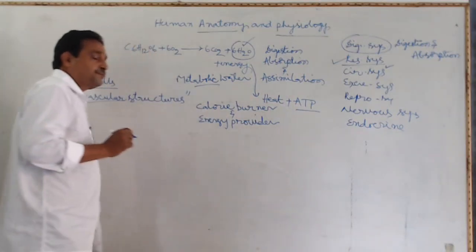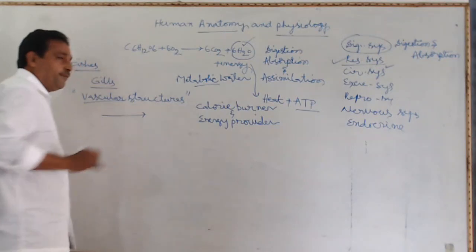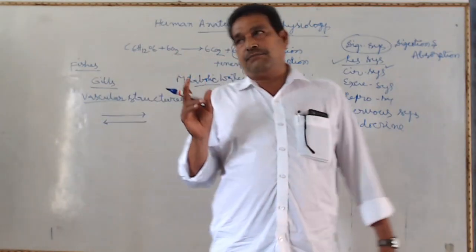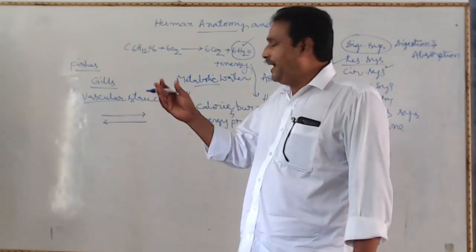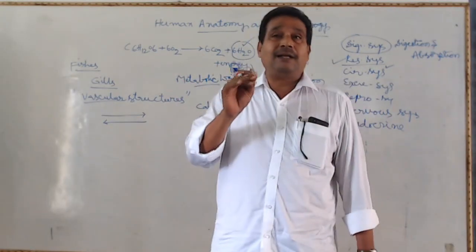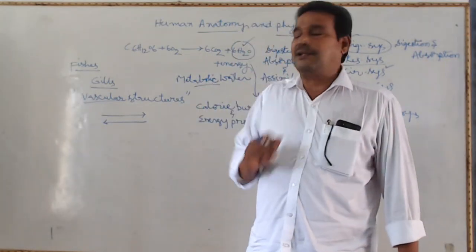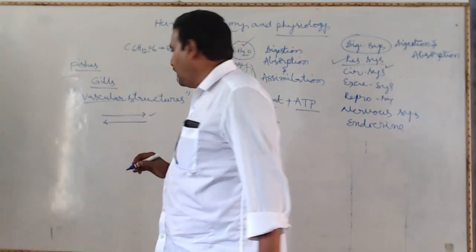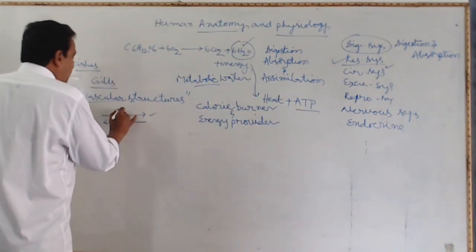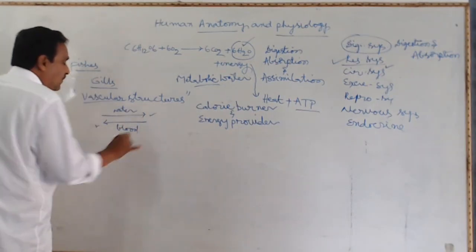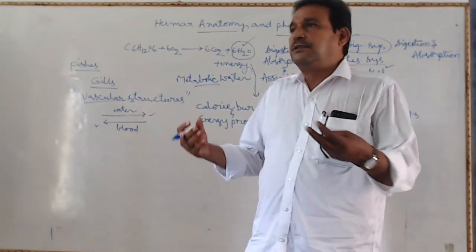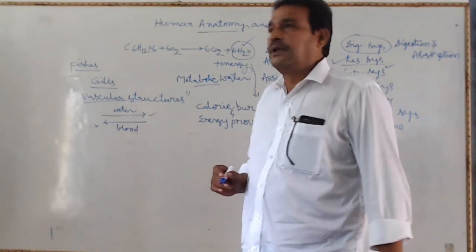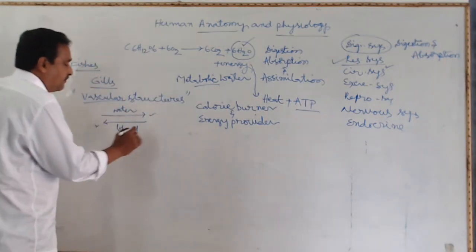In fishes, the flow of water in gill chambers and the flow of blood in gills, this is called counter current mechanism. They are quite opposite to each other. That means this is the flow of water and this is the flow of blood. These are quite opposite to each other. That is called counter current mechanism. It facilitates the maximum oxygenation of blood.